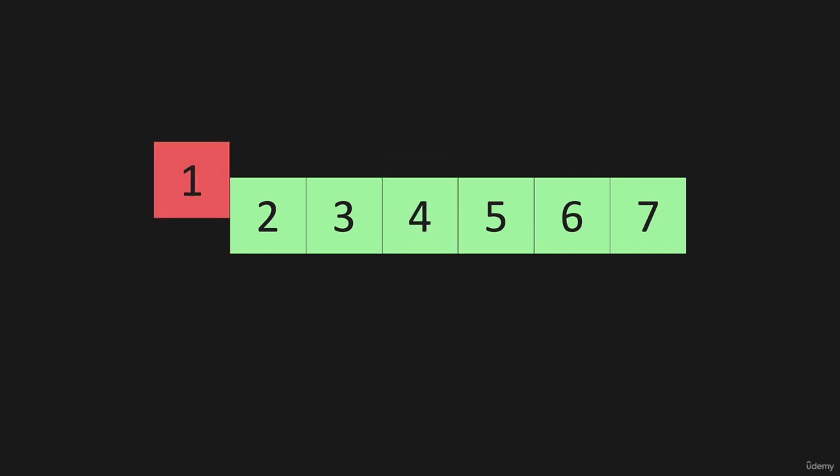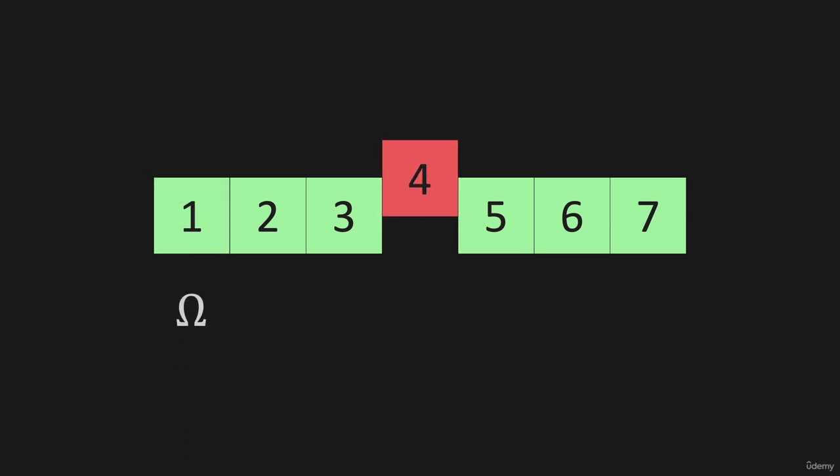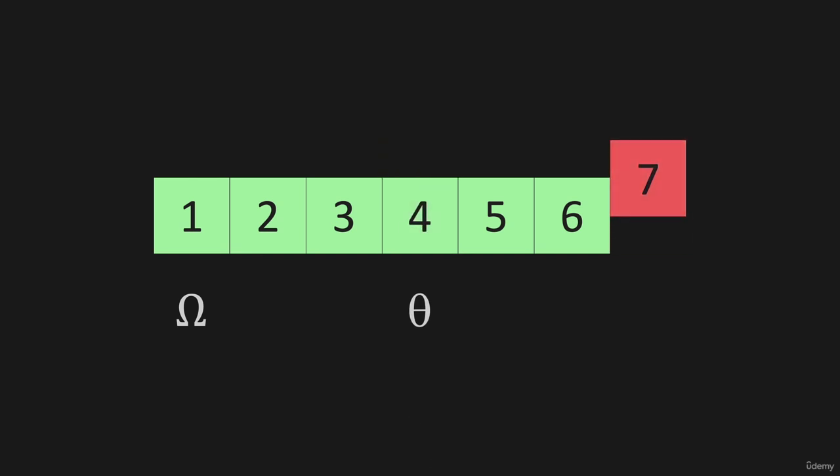So this best case with the number 1, for that we use omega. For the average case, we use the Greek letter theta, and for our worst case, we use the Greek letter omicron, or O.